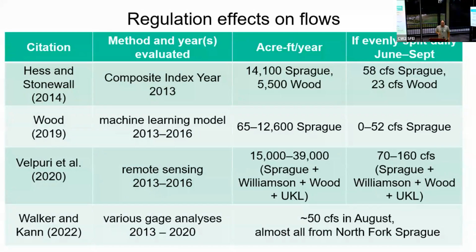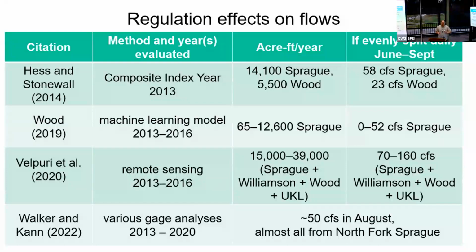There have been some previous efforts to look at the hydrologic effects of this water rights enforcement. There were two USGS studies, Hess and Stonewall and Wood. They found, looking at the stream flow gauge data, that the water rights enforcement appeared to increase Sprague River flows a little more than 50 CFS. Then there was a remote sensing study by Bill Purdy that looked at the consumptive use in agricultural fields everywhere upstream of the lake, so not just Sprague, but also Williamson and Wood.